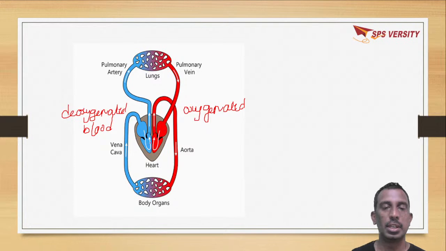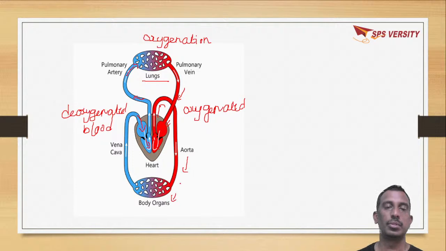Okay. So here you can see the blood which is collected from body organs through the vena cava reaches the right atrium. From the right atrium, it reaches the right ventricle. From the right ventricle, through the pulmonary artery, it reaches the lungs. In the lungs, oxygenation takes place, where deoxygenated blood is converted to oxygenated blood. So from the pulmonary veins, the blood again reaches the left atrium. From the left atrium to the left ventricle, from the left ventricle to the aorta. So through the aorta it reaches different body organs.